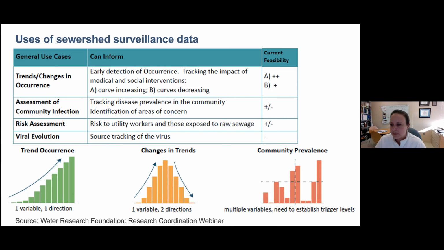I want to pause for a moment and ask if there are any questions about this, and then I could show you some of our efforts in Kansas here, but that's an overview of what we're doing with wastewater-based epidemiology.